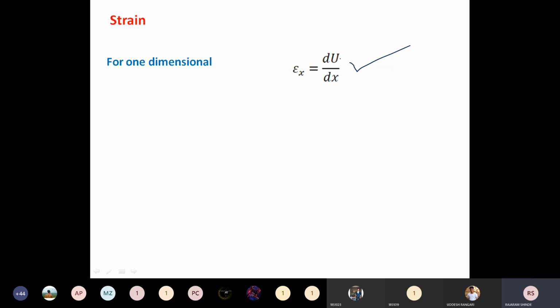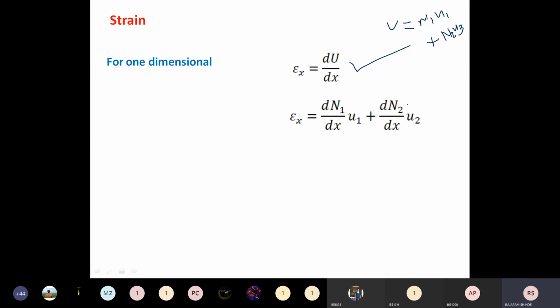Now when we replace this u by the product of N into u, that means u is equal to N1 u1 plus N2 u2, your strain becomes dN1 by dx into u1 plus dN2 by dx into u2. Because u1 and u2 are constant terms, and N1, N2 are the shape functions, which are variable terms. Now we can write this in matrix form. You can see here, already you have seen this.